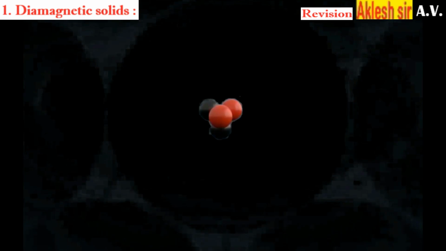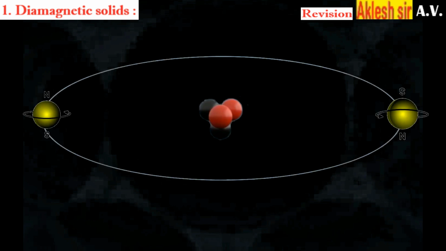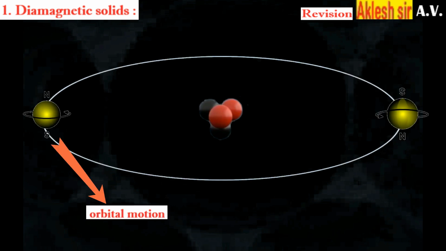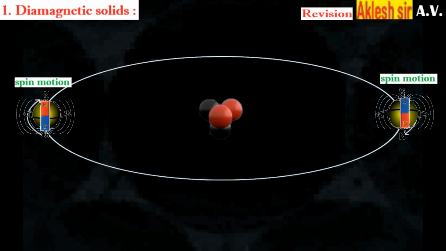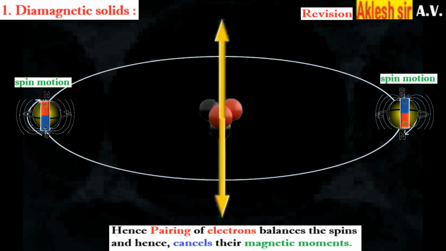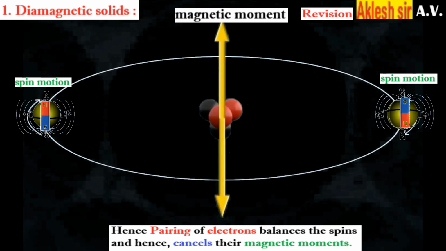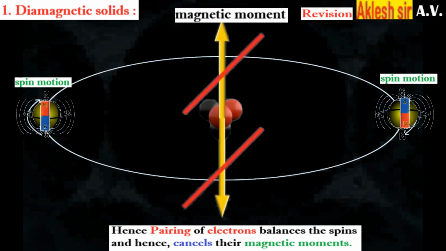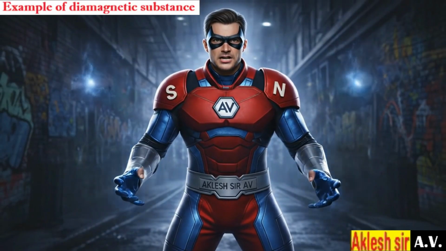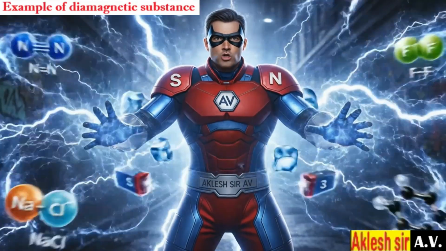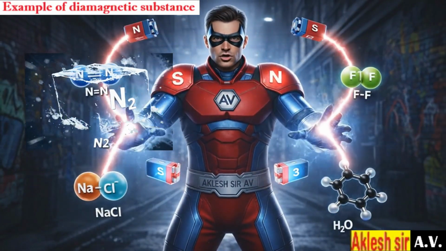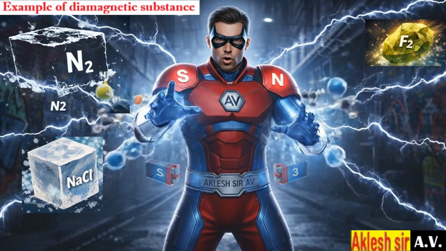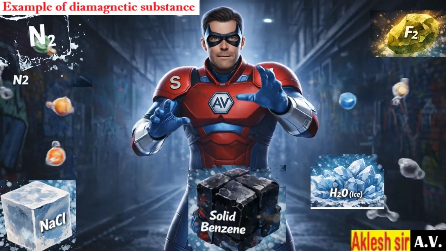Let us consider a helium atom, which contains only one pair of electrons. The paired electrons have orbital motion and spin opposite to each other. Due to this, the pairing of electrons balances the spins, and the net magnetic moments are opposite to each other, and hence cancel their magnetic moments. I am diamagnetic, repelling all molecules around me. Examples of diamagnetic substances are nitrogen, fluorine, sodium chloride, water, and benzene.